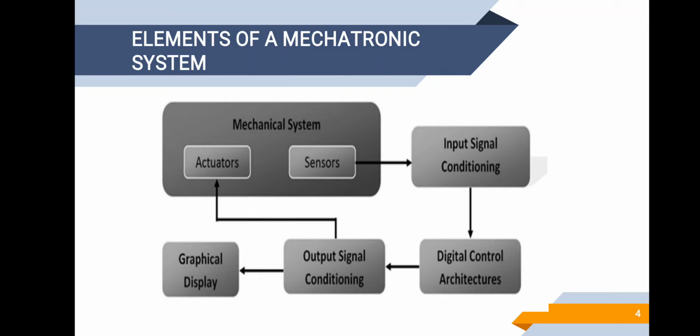Elements of a mechatronic system. A typical mechatronic system consists of five main elements: mechanical system, sensors, actuators, control unit, and software. Sensors collect data, the controller processes it, and actuators perform the required action. All these parts work together as one system.